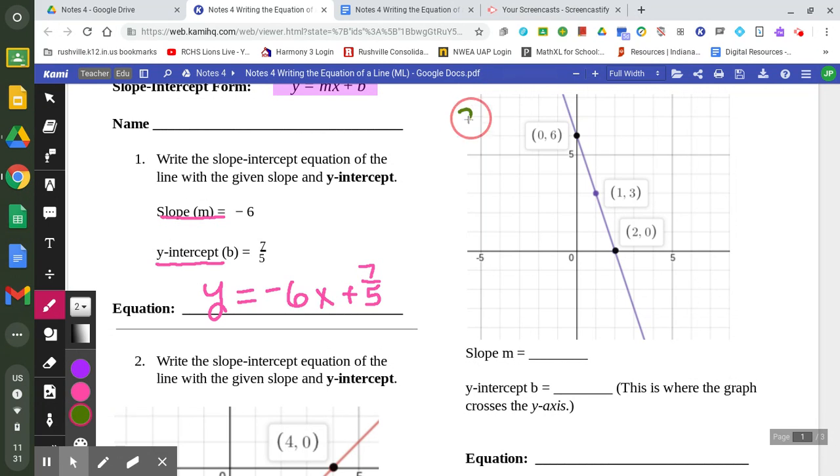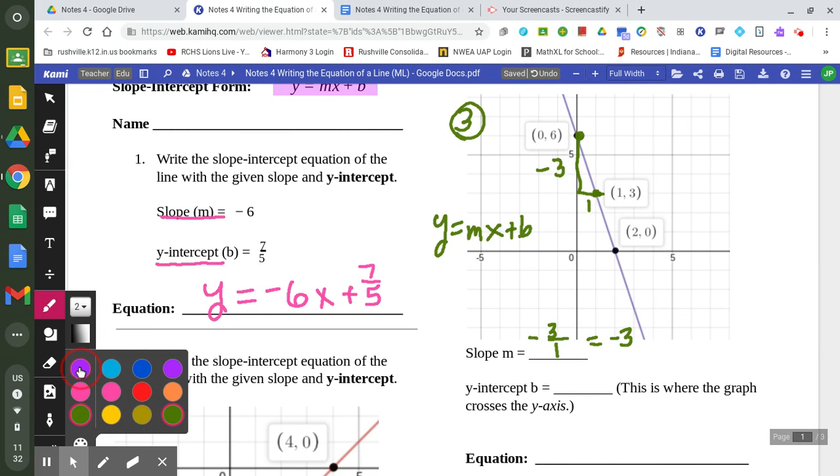Number 3 is just like number 2. We're given points, so we have to find the slope. So I'm going to start with my very left point, and then I'm going to go to this point. So to move from this point to this point, I have to go down 1, 2, 3. So that's a -3 to the right 1. So my slope is -3/1. And then when I go to write it in my y equals mx plus b format, I want it to be just -3 and not a fraction.